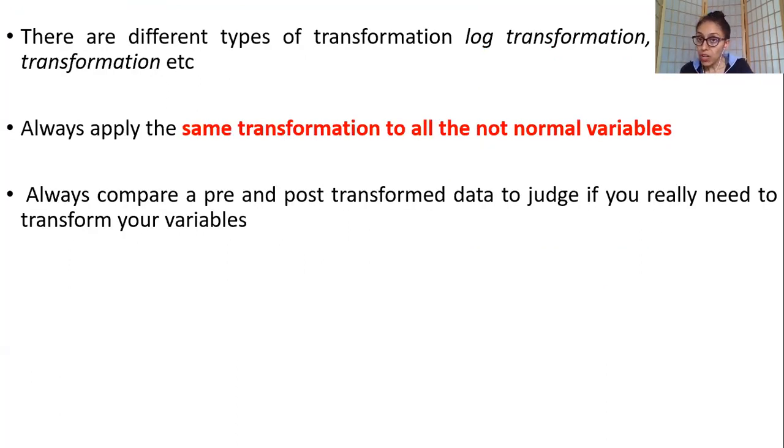Now there are various types of transformations. You have log transformations, you have square root transformations. There are in total roughly 4 types of transformation, the most common types. If you choose log transformation, for example, you use log transformation for all of the variables which are not normally distributed in your data set. You do not do one variable log transform and one variable square root transform. Don't do that. Use the same transformation technique for all of your not normally distributed variables.